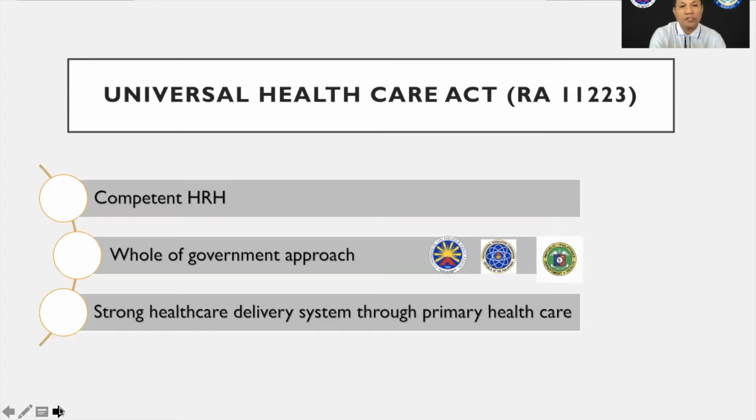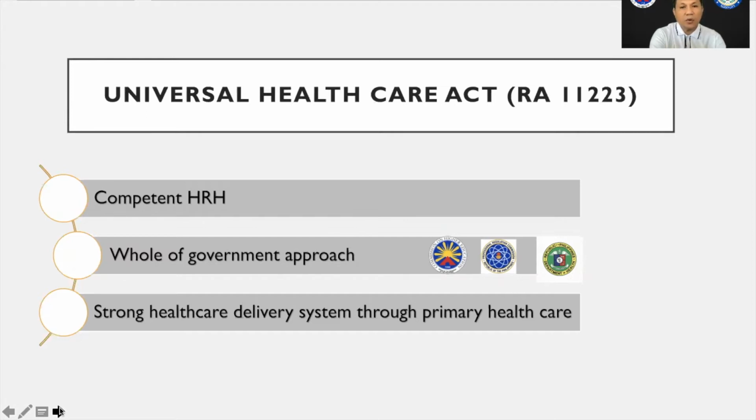the Commission on Higher Education, that will address the supply requirements; the Department of Health, which shall address the demand requirements, including implementation; and PRC, responsible for the registration and CPD requirements. And the last component, which is universal healthcare coverage and a strong healthcare delivery system through primary healthcare.